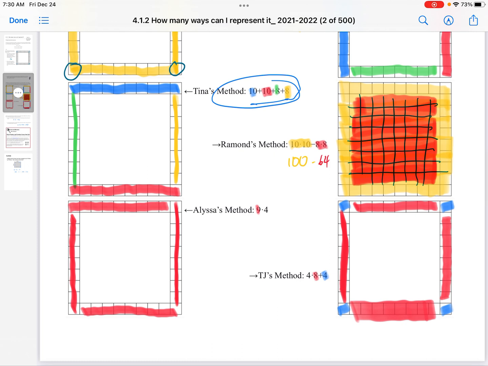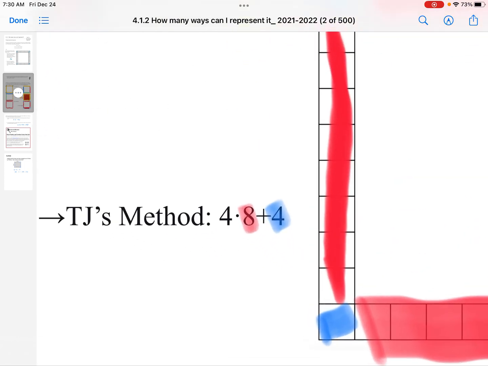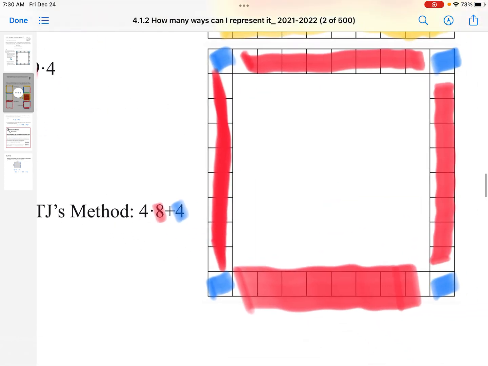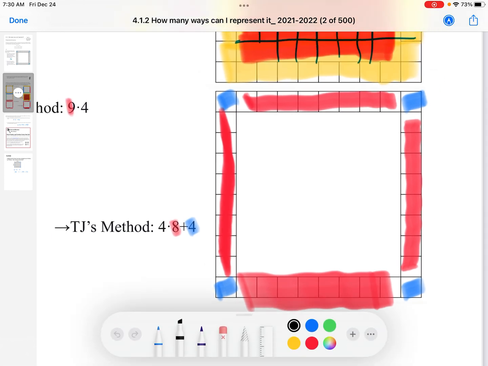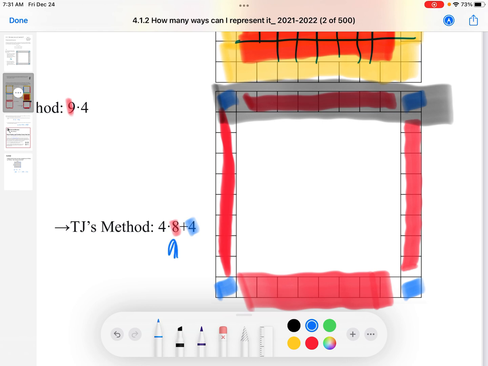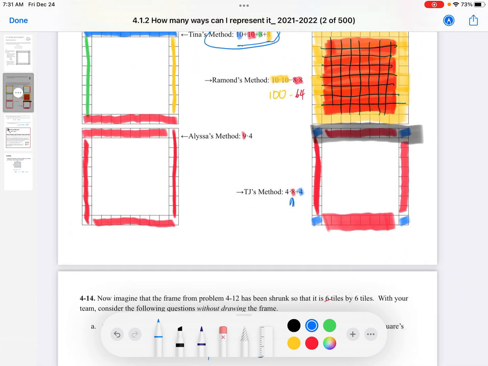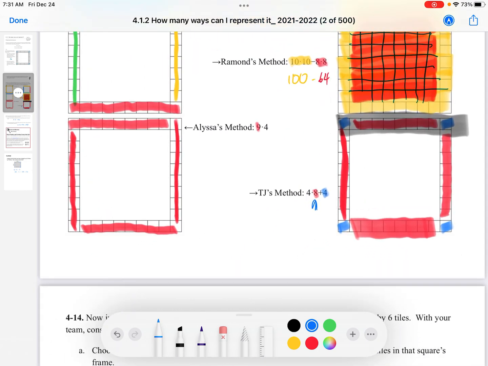Okay, let's do TJ's method here. We did 4 times 8 plus 4. Let's review that method. TJ decided to do, the side length on here was 10, but in order to get the 8, we had to subtract by 2. And then we did 4 of those because there were 4 sides, but then we had to add the 4 corners back, so we didn't forget about those. Let's do TJ's method, 4 times 8 plus 4, but we got to change that with variables.